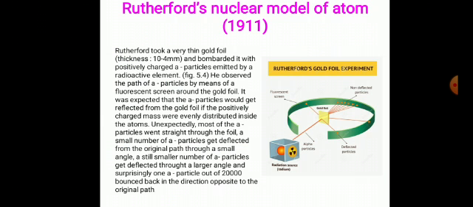This is Rutherford's gold foil experiment, which is given on page number 30 of the science textbook. We have just now discussed alpha rays, which are positively charged particles. They are emitted from the radiation source.